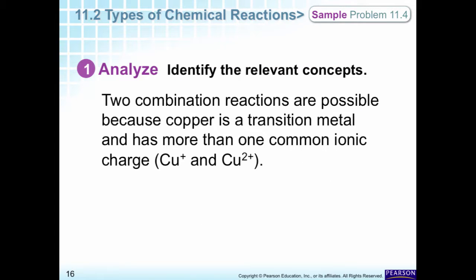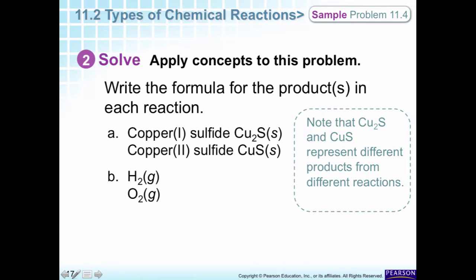All right, so let's look at copper. I said you're going to make either copper 1 or copper 2. If we look at copper 1, we're going to need 2 of these to balance out a sulfur. Copper 2, we're going to need 1 each. So we're going to have 1 copper, 1 sulfur, 1 of each. So copper 2 sulfide is that. Those are our two possible products from the combination reaction of copper with sulfur. Our products for water are H2 gas and O2 gas.